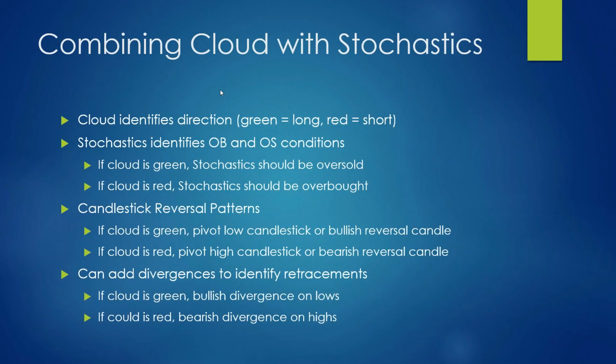For example, if the cloud is green, then you know you would be going long. If the cloud is red, you know you would be going short. Then we're going to use the stochastics to identify overbought and oversold conditions. If the cloud is green, to take a trade, the stochastic should be oversold. Why? Because the cloud is indicating an uptrend, so you want to get in on the retracement. That retracement would make the stochastics become oversold.